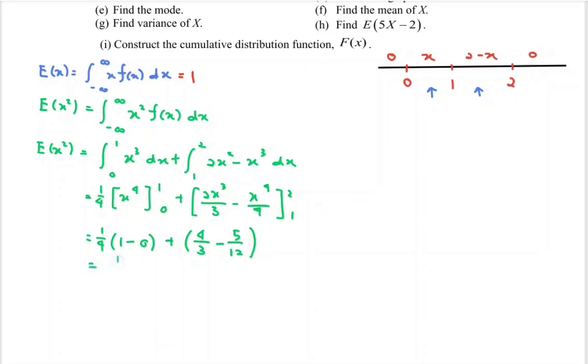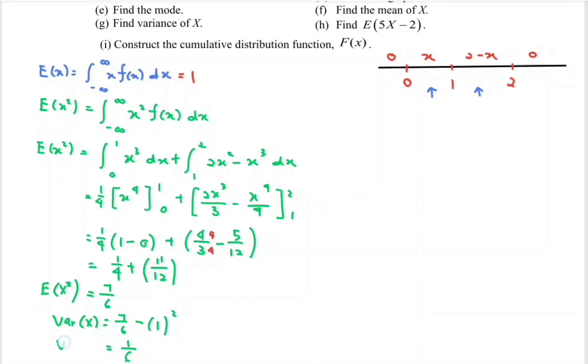So rewrite the situation. We have 1 over 4 plus, bracket, multiply this part with 4, then we will have 16 minus 5, then we will have 11 over 12. Then if we sum up the situation, we will have E[x squared] equal to 7 over 6. Next, in order to find the variance, we have to substitute into the formula: 7 over 6 minus 1 squared. So the answer will be 1 over 6 for the variance.